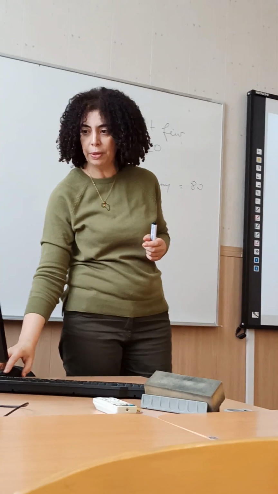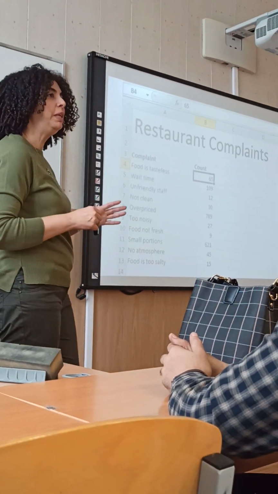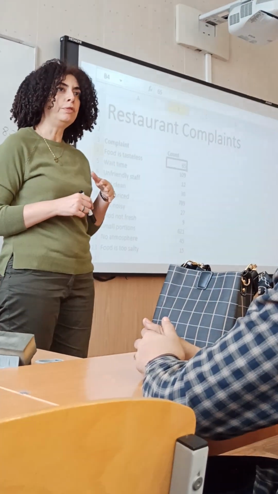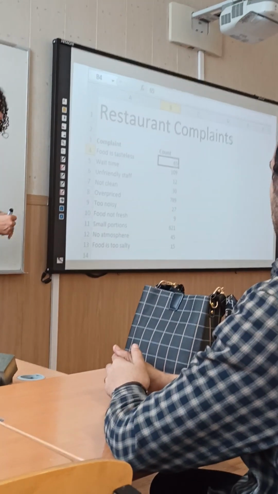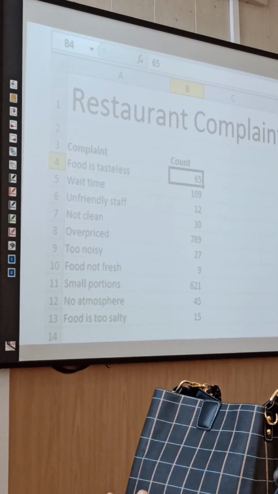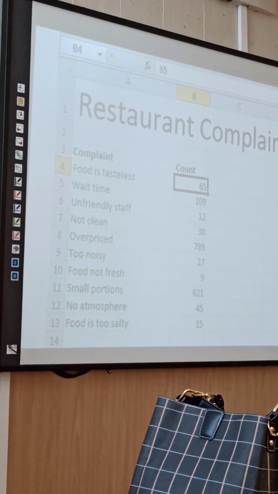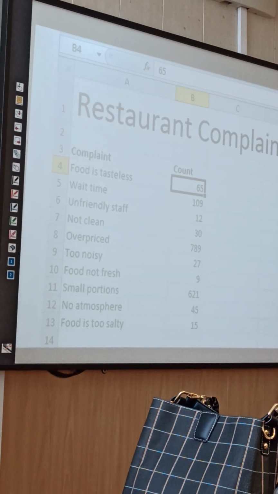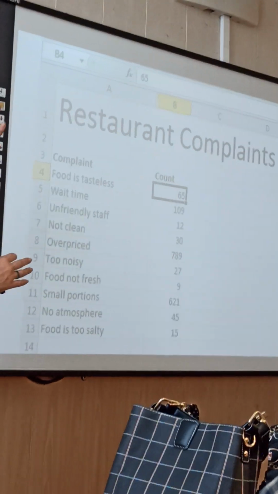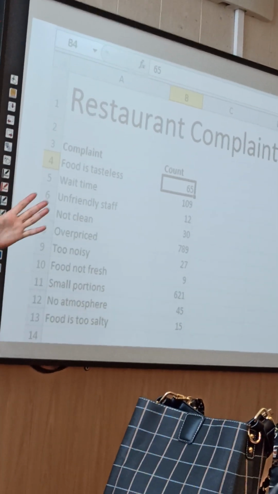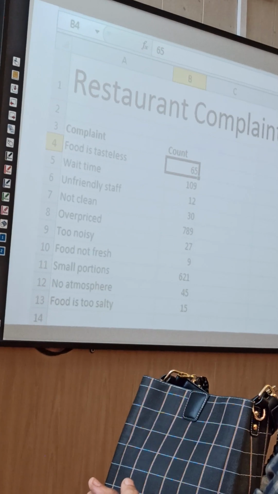Here is an example. If you're familiar with the formulas on Excel, you could easily build your Pareto diagram on Excel. So let's see an example of a company, a restaurant that receives lots of complaints. And these are the counts of complaints during 1 year. Is it a lot?